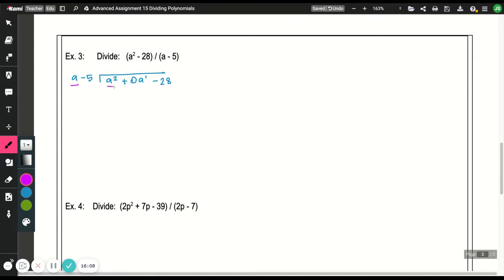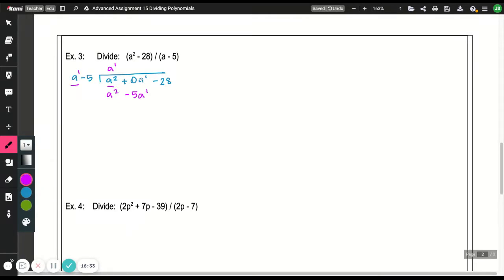So we're going to look at first term and first term. What should I multiply a to the first by to get a to the second? That would be a to the first. The next step is to multiply. So a to the first times a to the first is a to the second. And a to the first times negative 5 is negative 5a to the first.